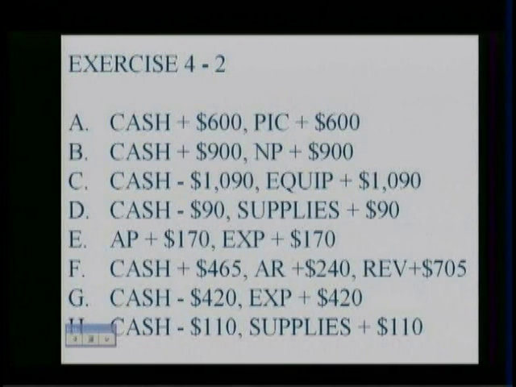In part B, the company borrowed $900 from a relative of an owner and they signed a short-term note. If they borrowed $900, then their cash went up $900. So that's an increase in cash, but it also increases their liability of notes payable. So notes payable will go up $900. Now notice, your equation is still in balance. You have $1,500 in assets and $1,500 in liabilities plus owner's equity.